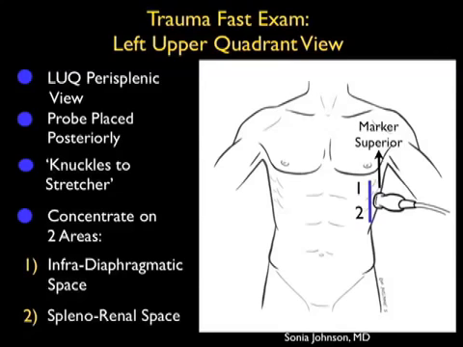Position the probe in the long axis view with the probe marker towards the patient's head at about the mid-axillary line or posterior axillary line, with your knuckles almost touching down to the bedside. We'll concentrate on two areas, most importantly, the area above the spleen and below the diaphragm where fluid will preferentially accumulate, but rounding out our exam will look inferior at that splenorenal space.